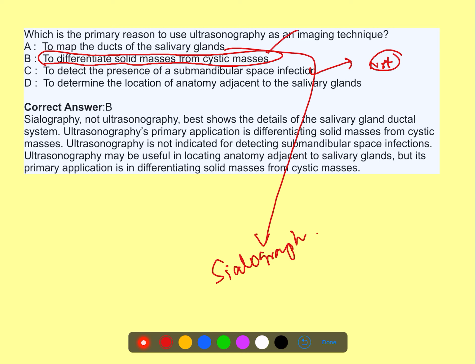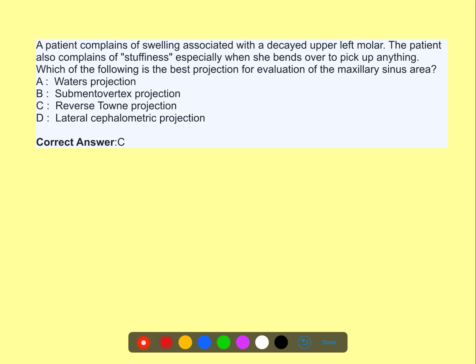And this is a scenario. A patient complains of swelling associated with a decayed upper left molar. The patient also complains of stuffiness, especially when she bends over to pick anything. So here you have to note that in sinusitis cases, the patients may complain of toothache, and along with the toothache, the patients will have tenderness or stuffiness or fullness when we ask the patient to bend his head.